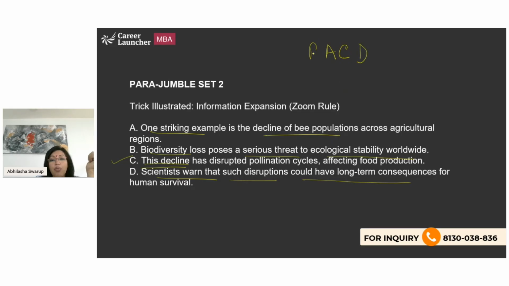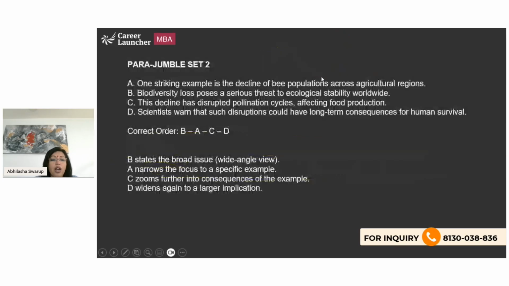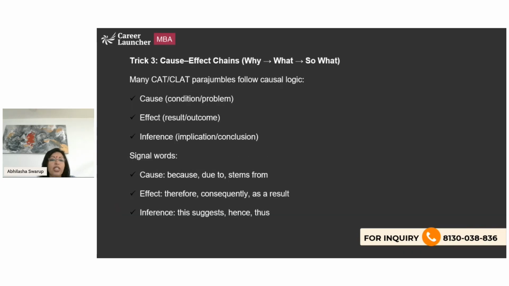So B, which is the problem statement, then A, which is the example, then C, which sort of forms the consequence of the example, and then finally the implications of that. So B, A, C, D should be your answer. Okay. All right. Let's quickly check. B states the broad issue, the wide angle. A narrows the focus to a specific example. C then the consequence, and D is the larger implication. So that's your set. Let's look at the next one.